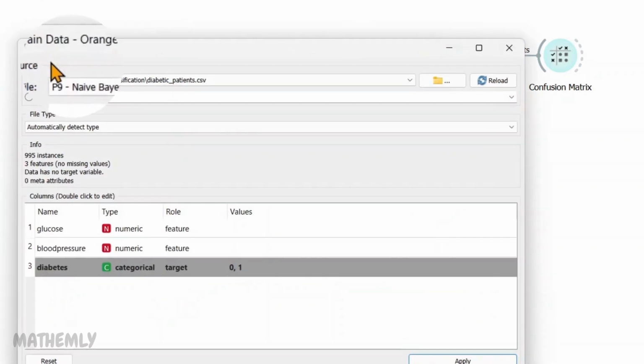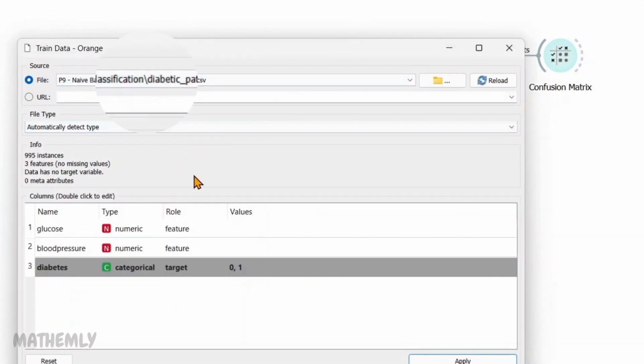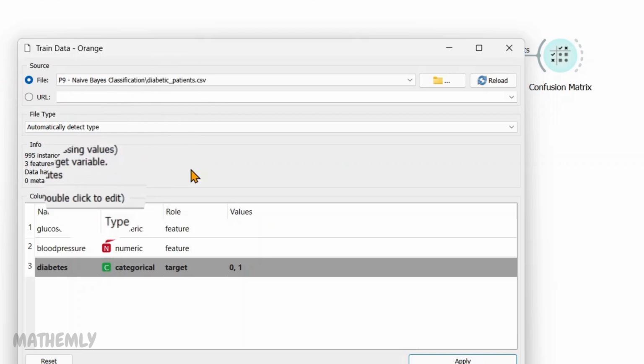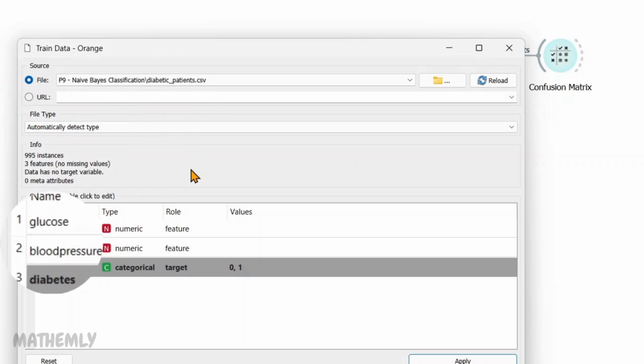First, I have imported the diabetic patients dataset from my local machine. This dataset contains medical data about patients, specifically their glucose levels and blood pressure. The goal is to classify whether a patient is diabetic or non-diabetic based on these two features referred to as glucose, blood sugar level of the patient, and blood pressure, recorded blood pressure.